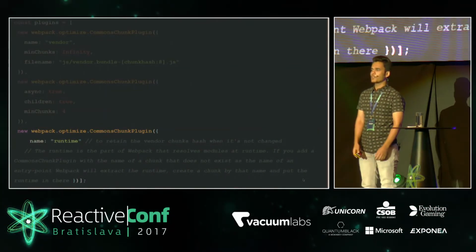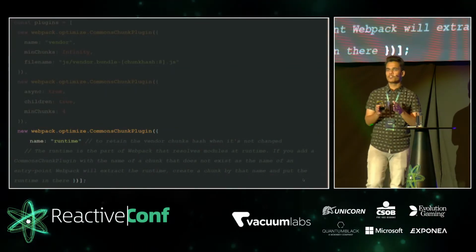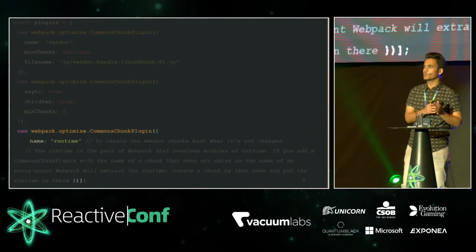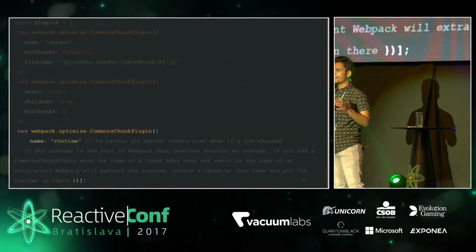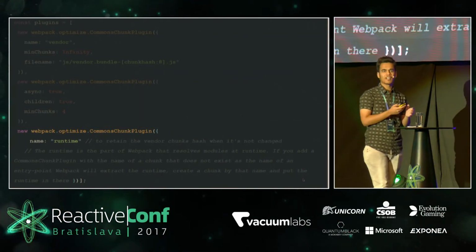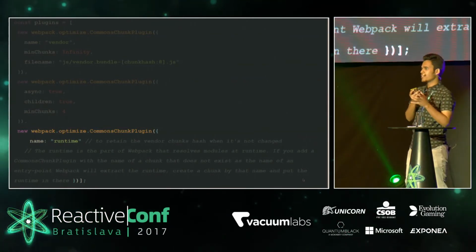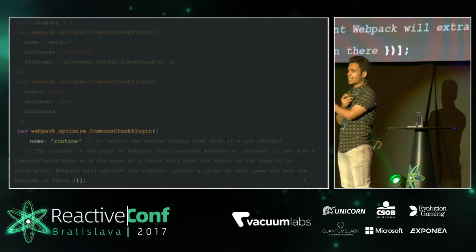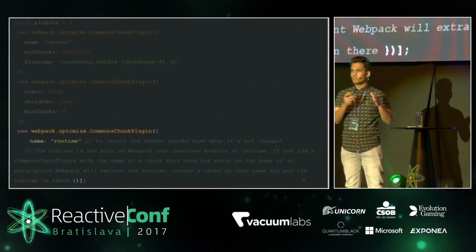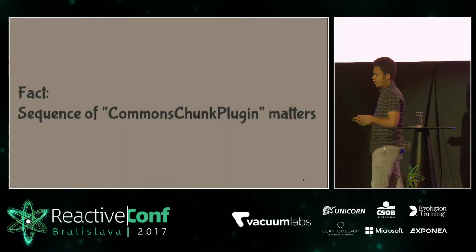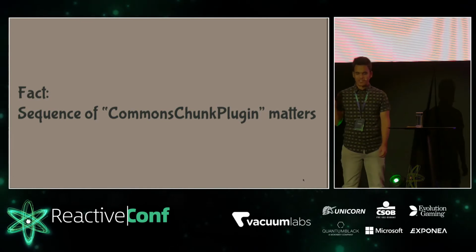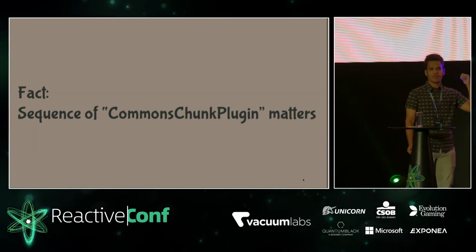After that, I'm telling webpack to move the runtime module, which is used by webpack to resolve the modules at runtime, into a separate chunk. So now I'll have 3 chunks. Basically, one would be for my async routes, second would be my vendor, and third would be my runtime. Again, a fact: the sequence of all these common chunks matters.